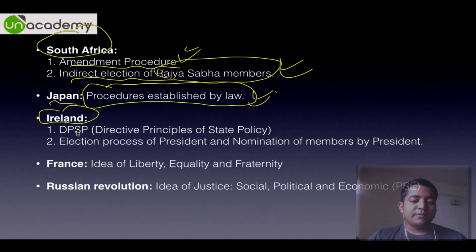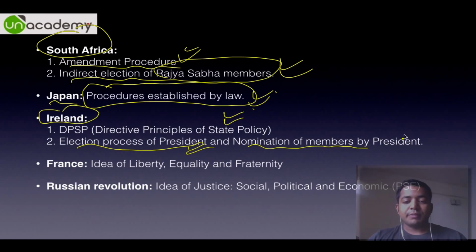From Ireland, we have taken directive principles of state policy. Then the election process of the President, that is an indirect election. Then nomination of members by the President. The President nominates 2 members to the Lok Sabha and 12 members to the Rajya Sabha.